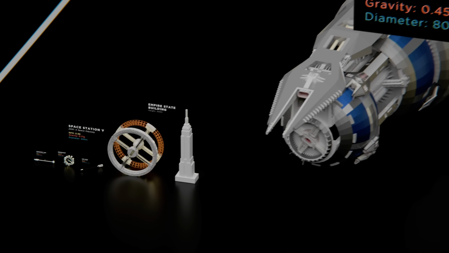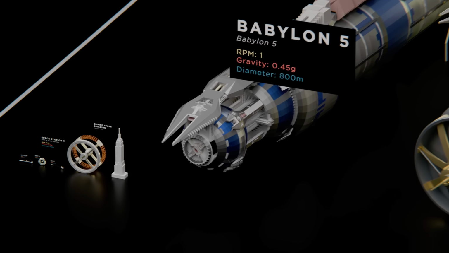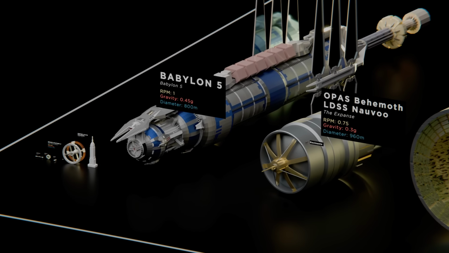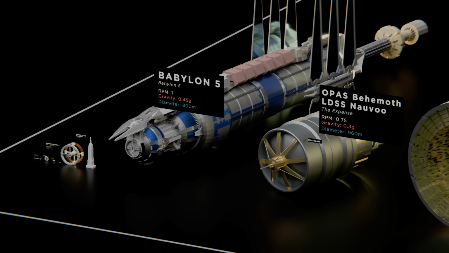The Babylon 5 space station is 800 meters in diameter and also rotates at an even 1 RPM, but produces 0.45 G because of its 800 meter diameter.